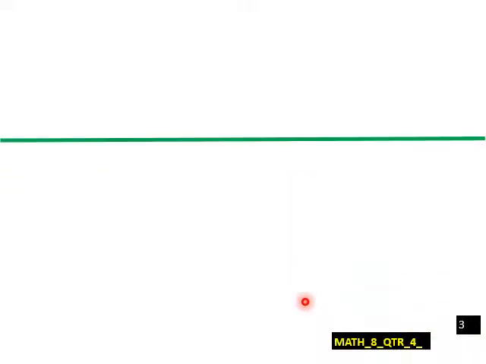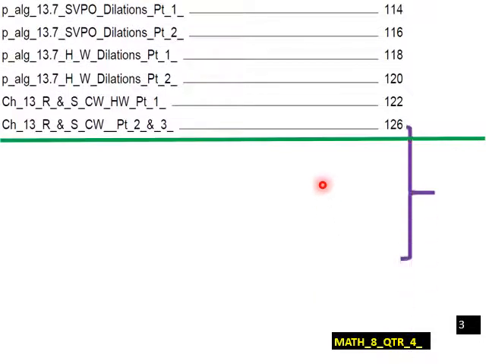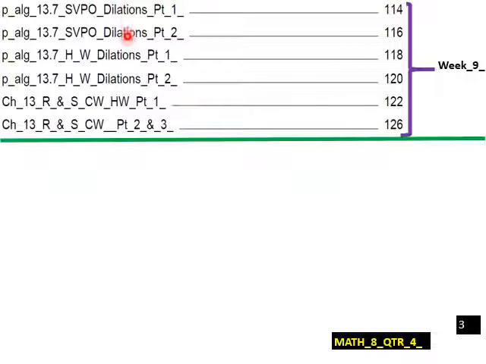And then week 9, this is our week 9 curriculum here. Dilations of geometric figures, dilations 13.7. We have part 1, part 2, and then we go into our chapter 13 review and summary, classwork and homework part 1, and then chapter 13 review and summary, classwork part 2 and part 3 as well. This homework will cover all of part 1, part 2, and part 3.